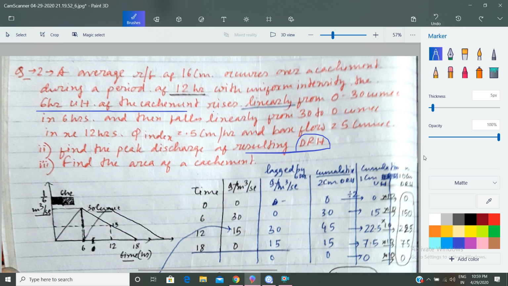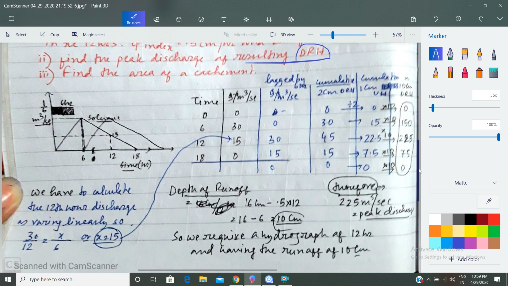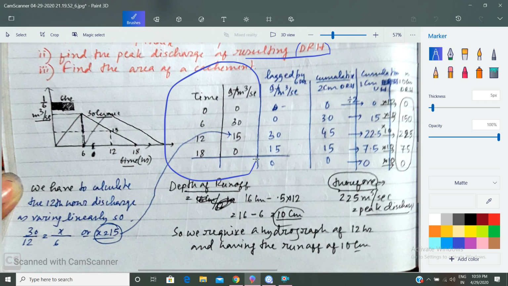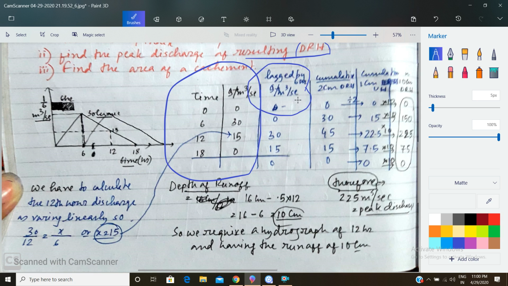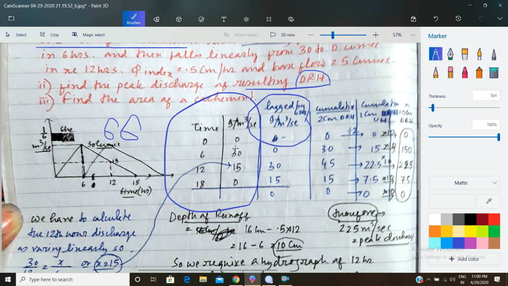Okay, see what we are doing. Write the ordinates in tabulation form. 0, 30, this is in meter cube, this is time in hours. Now lagged by 6 hours. What is meant by this? Lagged by 6 hours means, suppose we need a 12-hour storm and a 6-hour unit hydrograph is given, so another 6-hour storm will contribute to the 12 hours. If another 6-hour storm happens after this storm, then it will be resembled by 12 hours. So what we actually needed is a 12-hour storm, so we have lagged this by 6 hours.